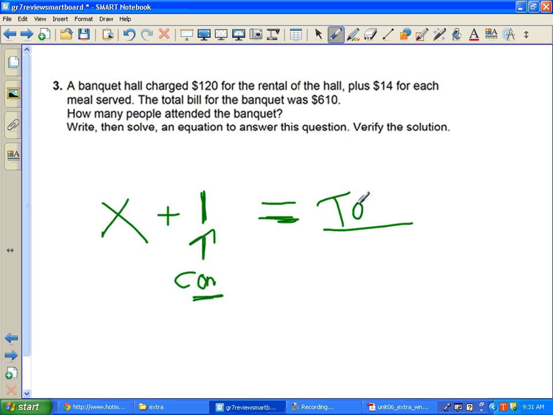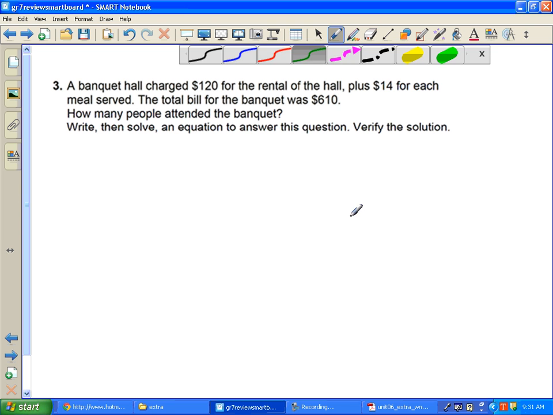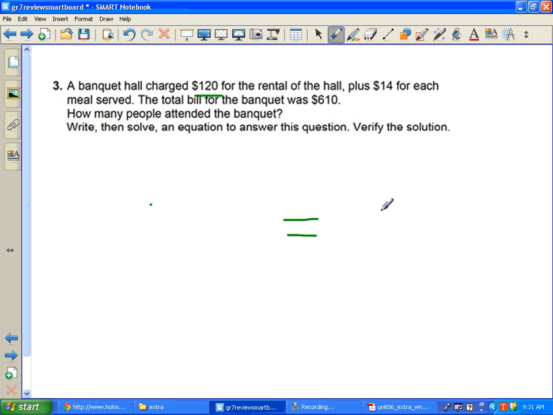So the first thing you've got to figure out is, what doesn't change? What is the constant thing that you know does not change? So let's look at this one here in number 3. It says a banquet hall charged $120 for the rental of the hall, plus $14 for each meal served. The total bill for the banquet is $610. So the total goes on this side, and the total altogether is $610.